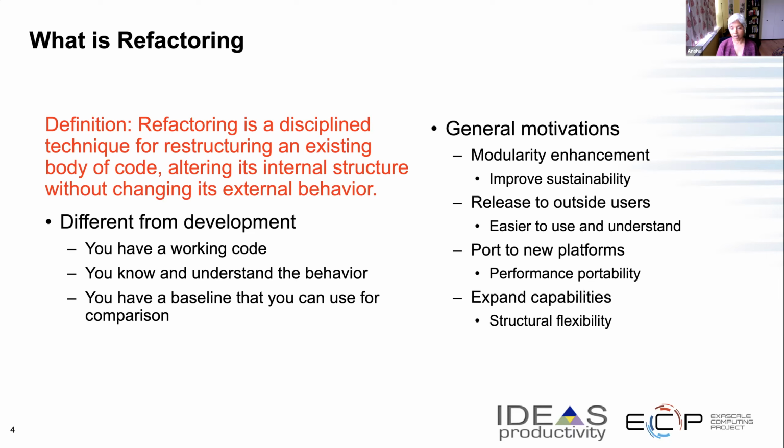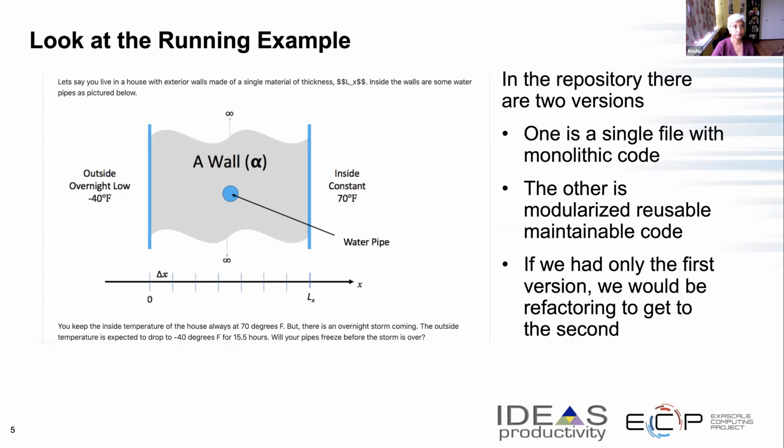It may happen in order to move to new platforms, where the constraints of performance may require a different way of data layout or even different algorithms sometimes. And the final one is that you may want to expand the capabilities of the code, and what you need for that is structural flexibility.